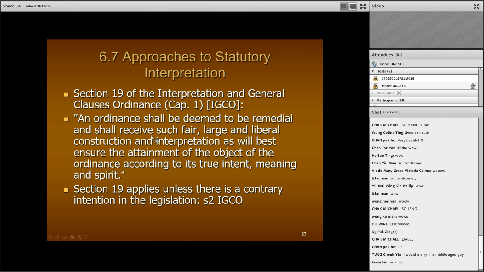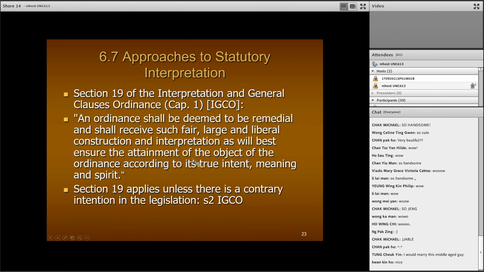補救性, 補救 common law 嘅不足. And so we receive such fair, large, and liberal construction. Because construction does not mean constructing a building. 唔係解建築. Construction is the noun of construe. It means interpret, so it means interpretation or explaining. So you have to interpret the law in a fair, large, and liberal way. So you have to use a broad approach. Don't just confine yourself to the wording.